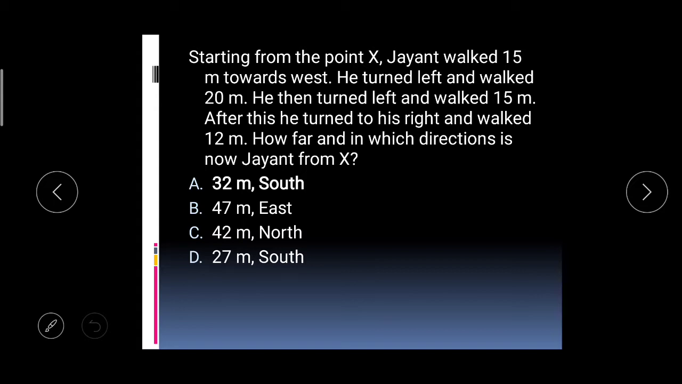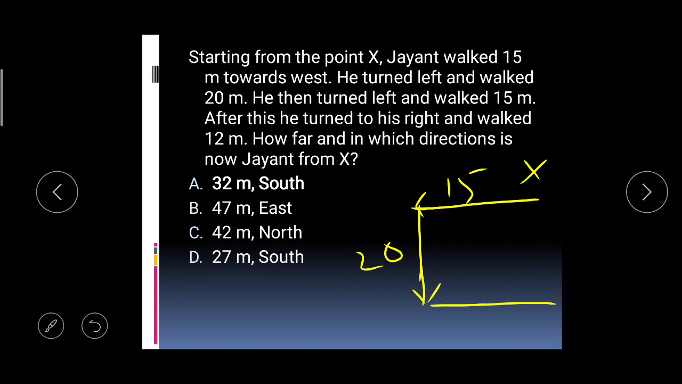Okay, next, starting from point x. Let us see, if we take any point x here. Jayant walked 15 kilometers towards west. Starting from here he walked west, that means he walked like this for 15 kilometers. He turned left, that means he is going downwards, and walked 20 meters. He then turned left. Again, if he is standing in this direction, then his left is this side, and he is walking again for 15.